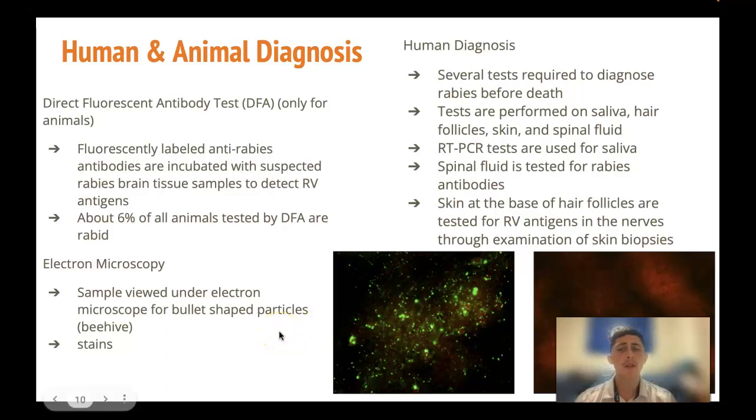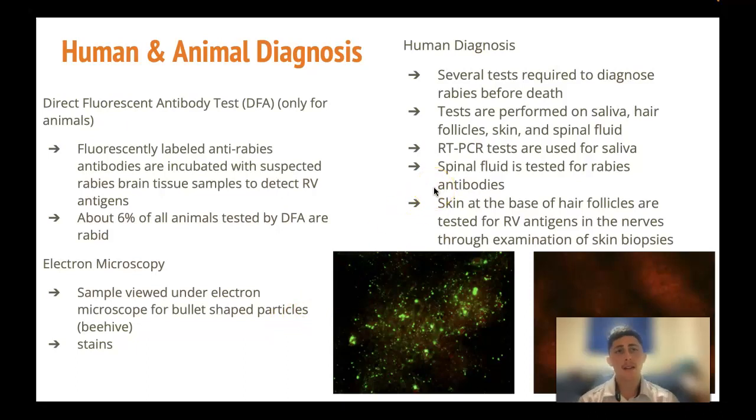It can also be diagnosed through electron microscopy. If you look at a brain sample tissue under the electron microscope, you look for those bullet-shaped particles, and it's very interesting. I saw an image online where those bullet-shaped particles are all gathered together, and it almost looks like a beehive in that brain tissue. And it can also be seen under the microscope if the virus is stained as well. Human diagnosis.